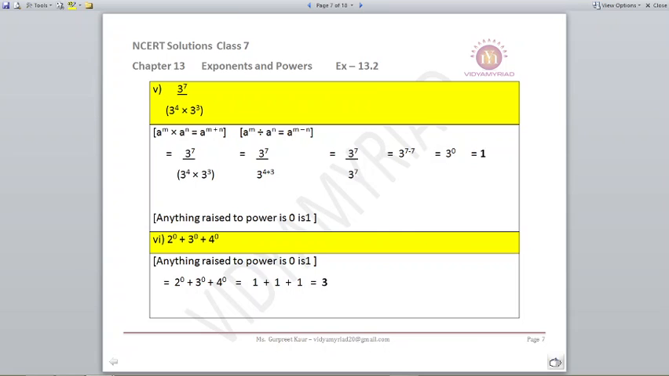Next, 2 raised to power 0 plus 3 raised to power 0 plus 4 raised to power 0. Anything raised to power 0 is 1. So 2 raised to power 0 is 1. 3 raised to power 0 is 1. 4 raised to power 0 is 1. So answer is 3.